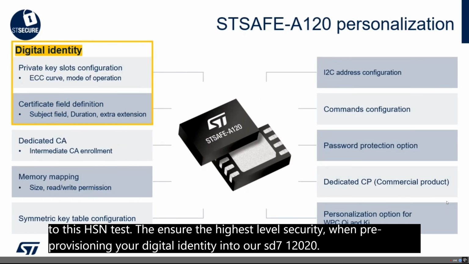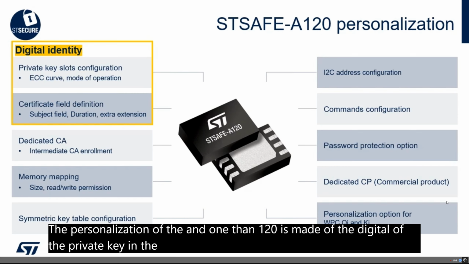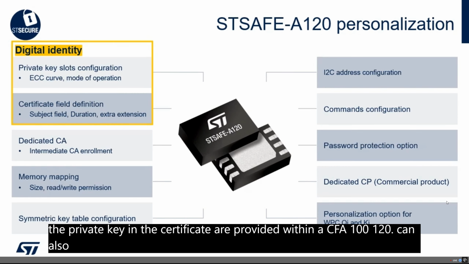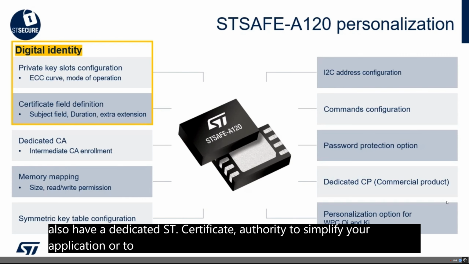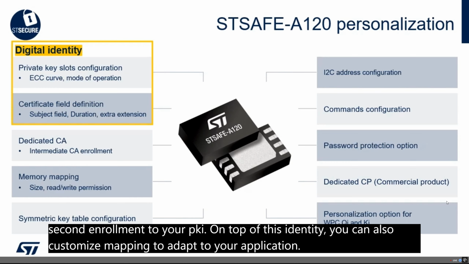The personalization of the STSAFE-A120 is made of the digital identity. Both the private key and the certificate are provided within the STSAFE-A120. You can also have a dedicated ST Certificate Authority to simplify your application or to be used as an initial digital identity, which enables the secure enrollment to your PKI. On top of this digital identity, you can also customize the memory mapping to adapt to your application. You can configure the symmetric key table if needed.